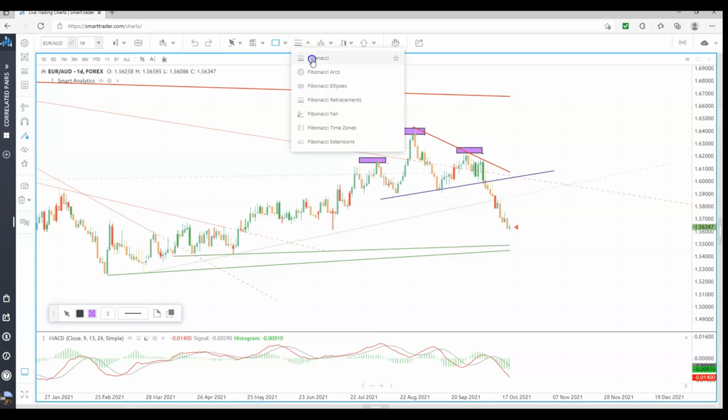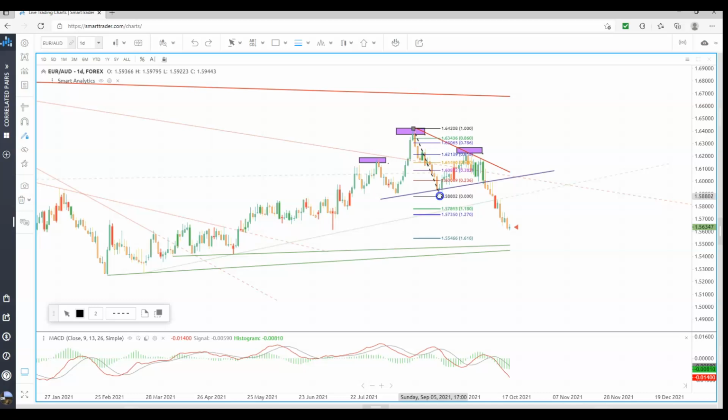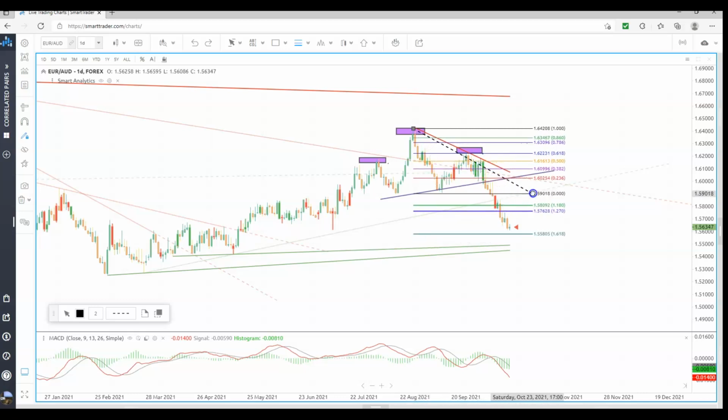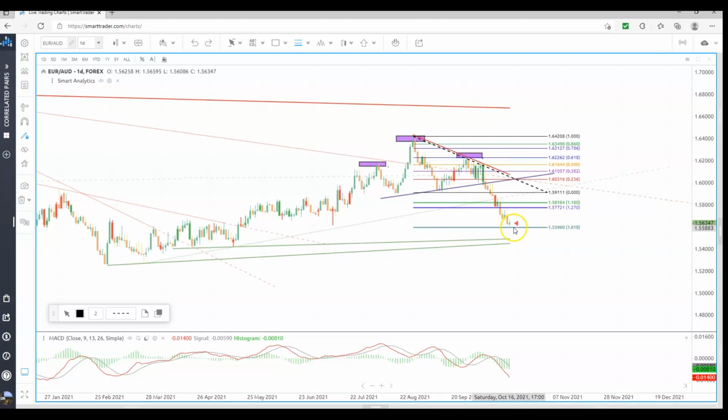So if I take my Fibonacci tool from the swing high to the swing low, right? Look where it is. Price came all the way down to 155.96. Hasn't hit it yet, but that's the target. That was a nice sell-off, a nice 350 pips. I managed to capture half of that, but still, head and shoulder pattern, trend line break.